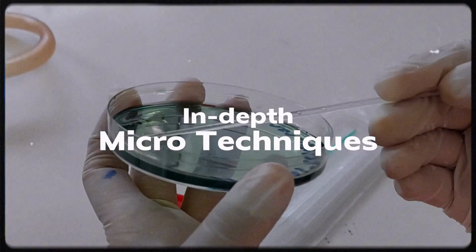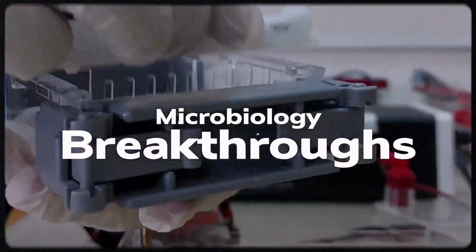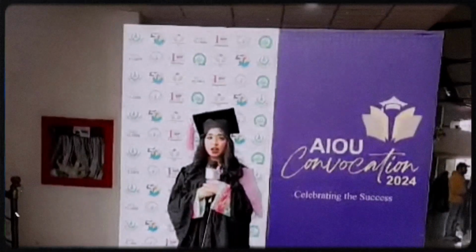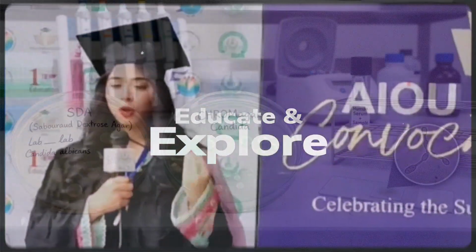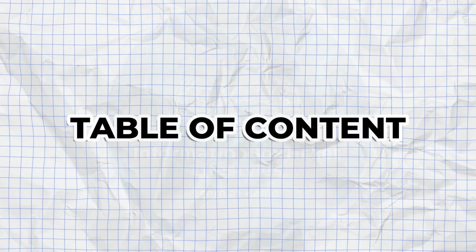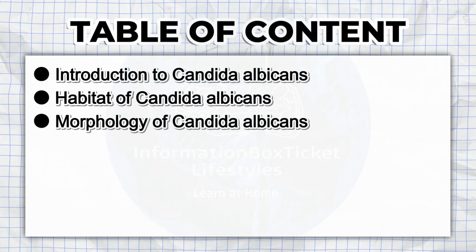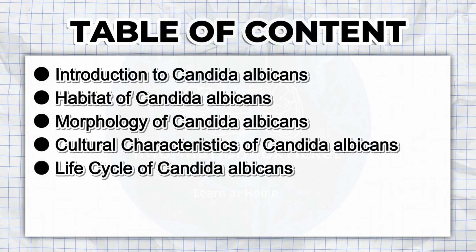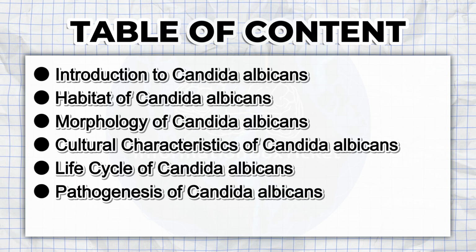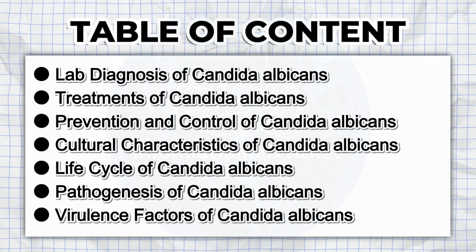Let's explore in-depth micro techniques and uncover groundbreaking insight together on this educational journey into the fascinating realms of microbes. Candida albicans explained. Table of contents: introduction, habitat, morphology, cultural characteristics, life cycle, pathogenesis, virulence factors, lab diagnosis, treatments, prevention and control.